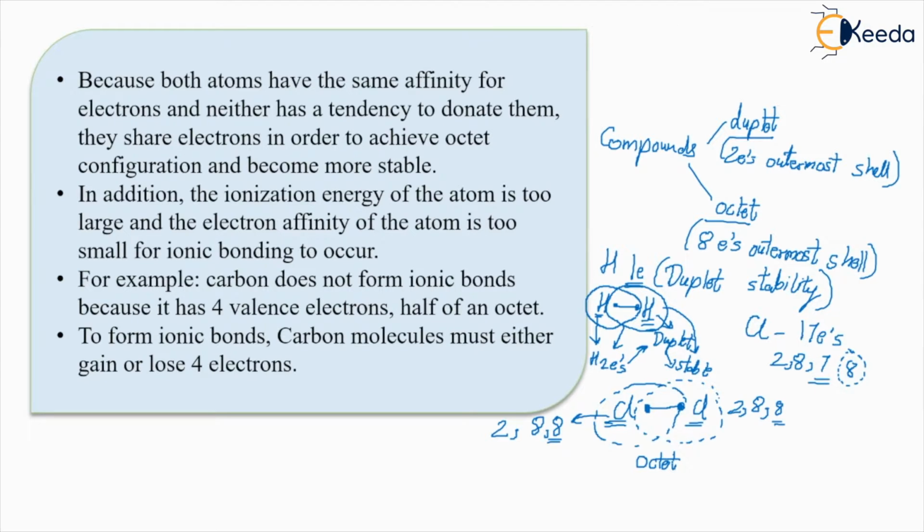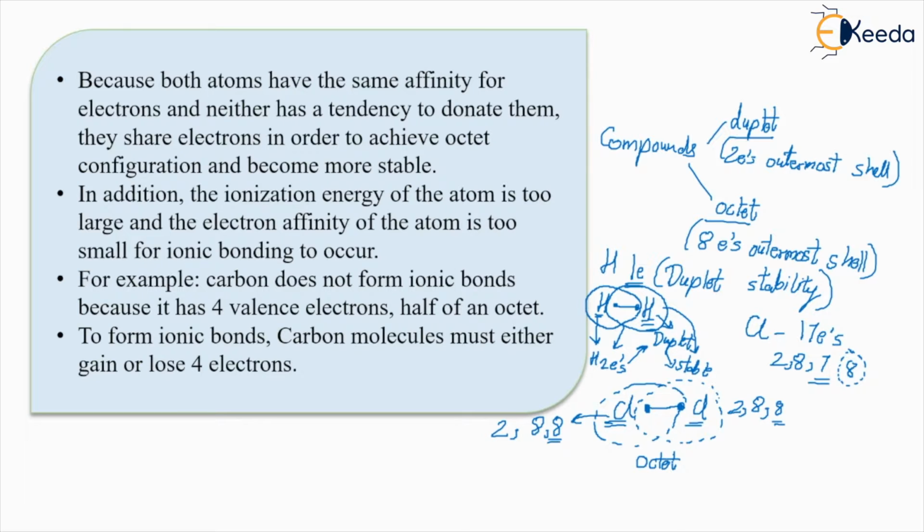So because neither one of them wants to donate, but both of them want to become an octet or a duplet, that is when they will share their electrons. And once they start sharing their electrons and they become stable, they attain a good amount of stability, we say that particular bond is a covalent bond.